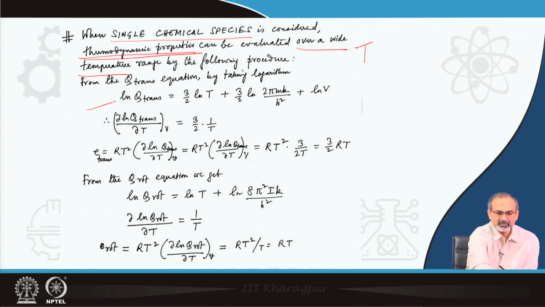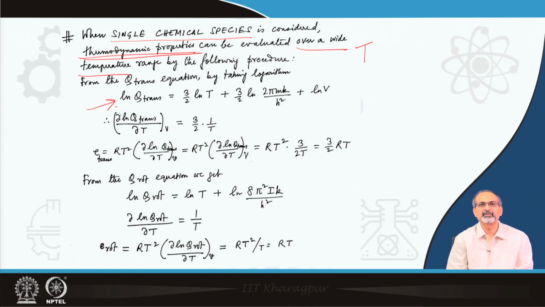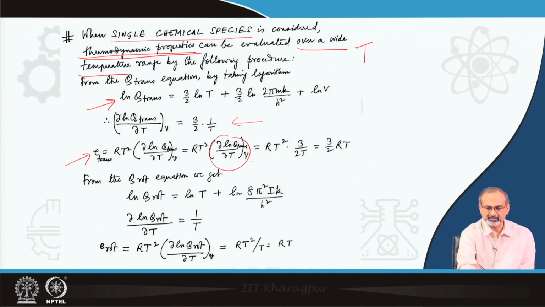That is the intention. Starting with Q translational, if you take a logarithm of the expression, you end up getting a form like this, and then if you take a partial derivative with respect to temperature keeping volume constant, you see that it comes to 3 by 2 into 1 by T. And then if you recall, epsilon translational had a form like this, and if you just substitute the outcome that the derivative came out to be 3 by 2 T, you see that E translational, the specific internal energy in the translational mode, will give you 3 by 2 R T.